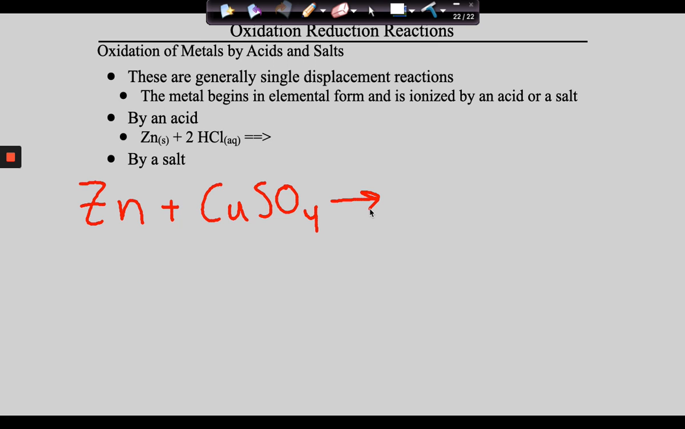What does the zinc hook up with? Sulfate. +2, -2. That's ZnSO4. And then the copper gets displaced, all by its lonesome. Now guys, we need to identify oxidation numbers. This is zinc in its elemental form, it is 0. This is copper in its elemental form, it is 0.